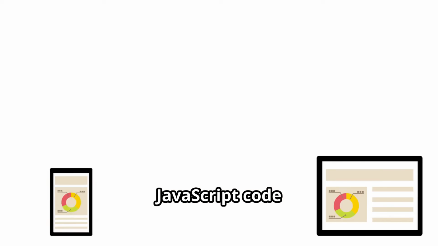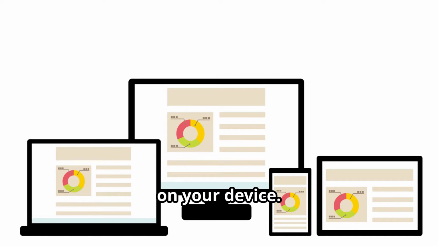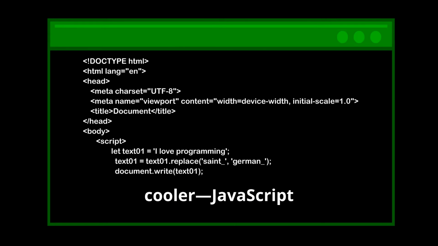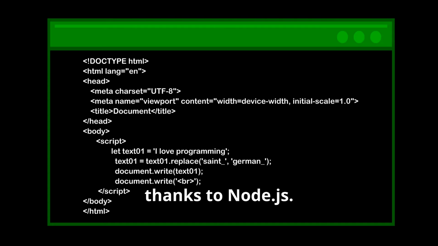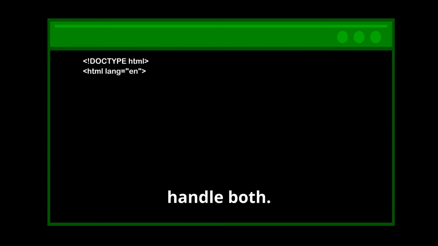Where does all this JavaScript code actually run? Mostly it runs right in your browser. Chrome, Firefox, Safari. They run JavaScript directly on your device. But it gets cooler. JavaScript can also run on servers, thanks to Node.js. So whether cloud or client, JavaScript can handle both.